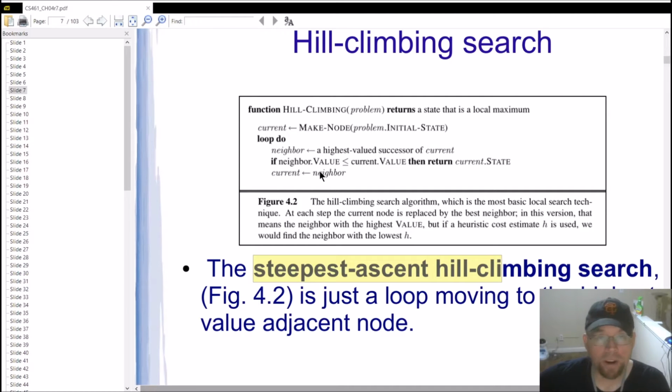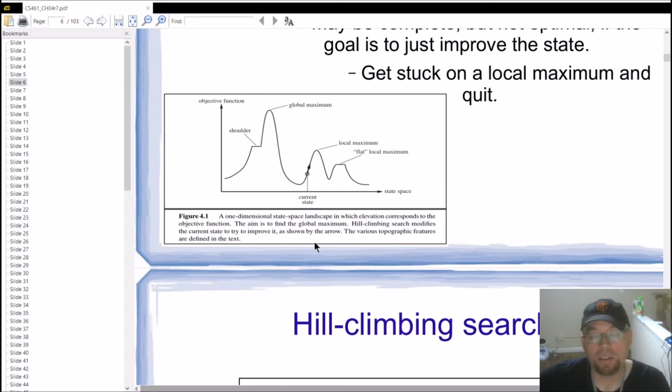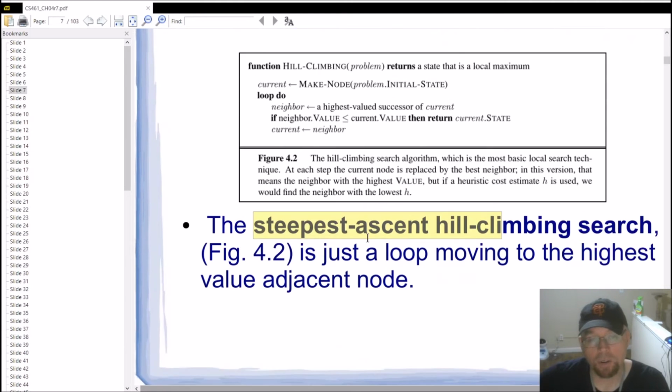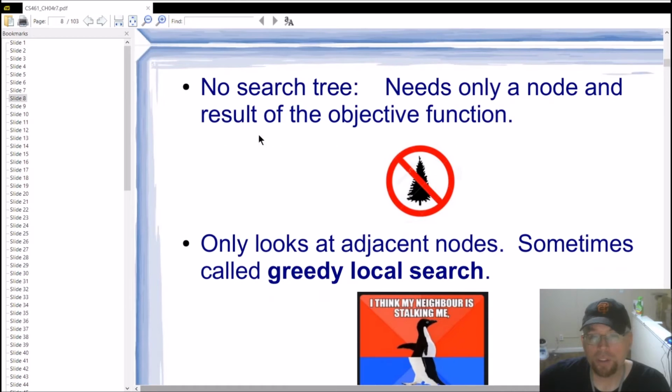Now we're going to look at some variations of that to try to get you off these shoulders, for example, right? Because you can get stuck before you get to your global maximum. And so there's variations of this which won't be called steepest ascent hill climbing. There'll be a variation of it where it can get you unstuck, or at least that's the goal.